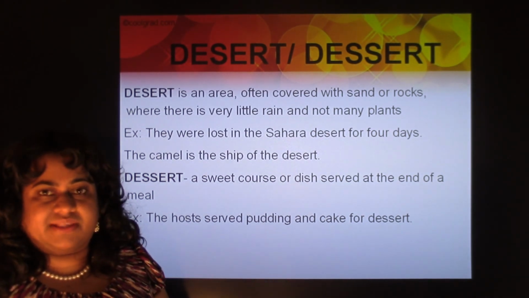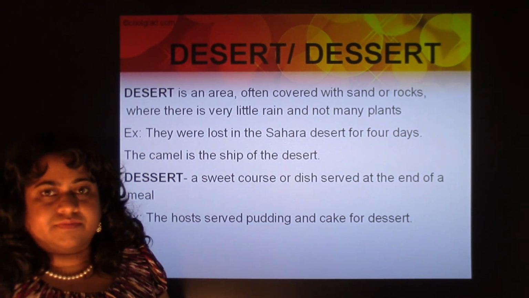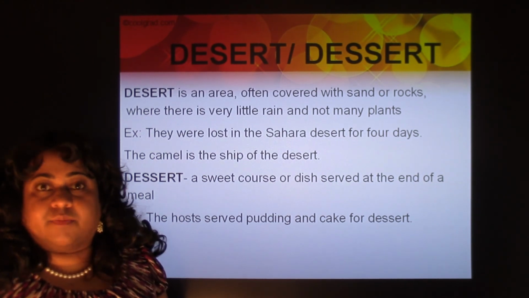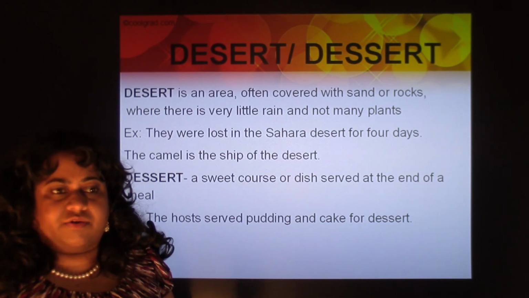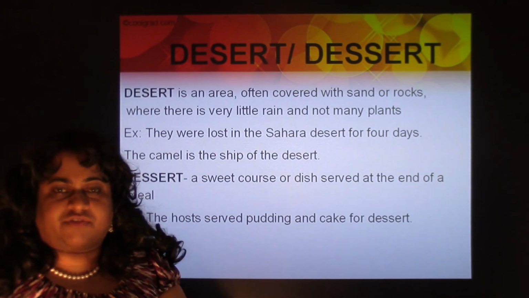To desert someone means to leave them alone and run away, like to leave them high and dry. So, her boyfriend deserted her in the park and ran after the dog. The dog was escaping. Imagine the boyfriend deserted his girlfriend and he ran behind the dog.